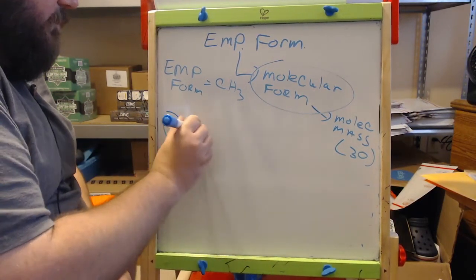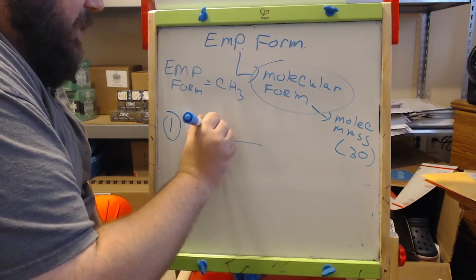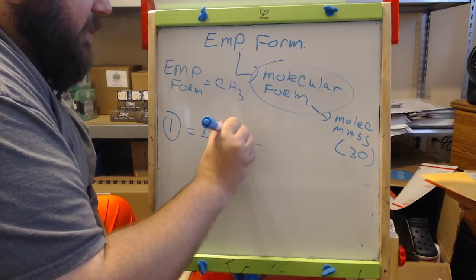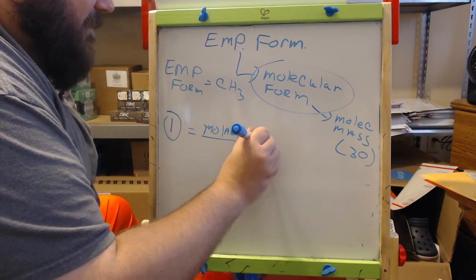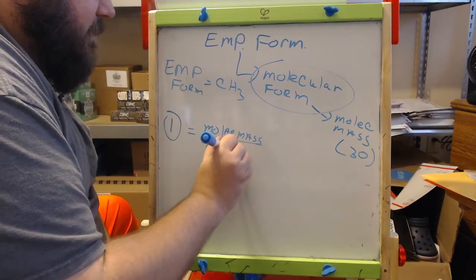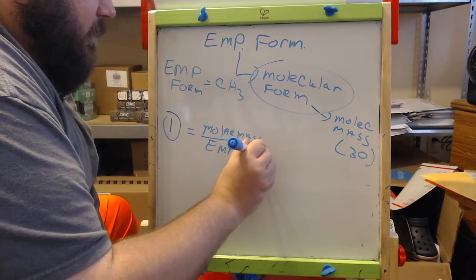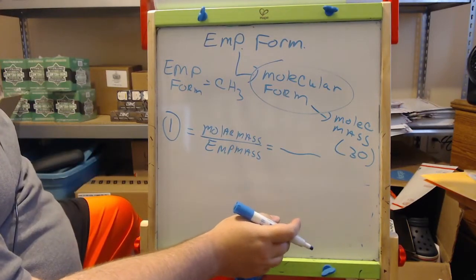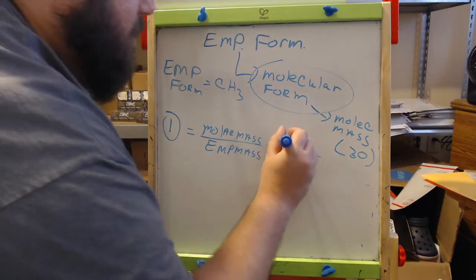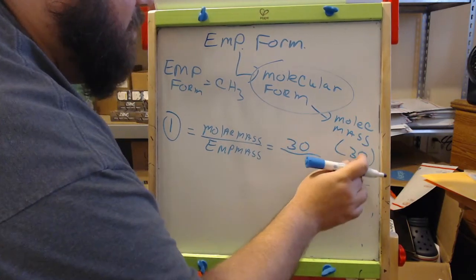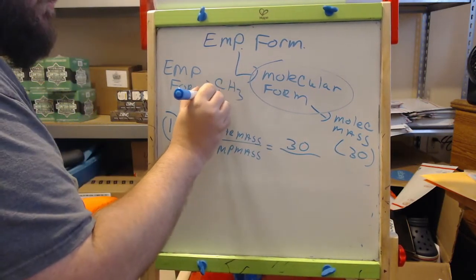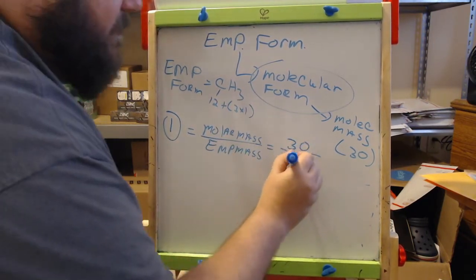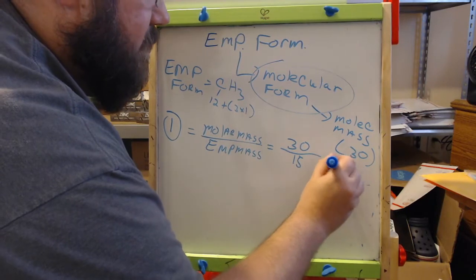Step 1, okay? Take your molecular mass, also known as your molar mass, and divide it by your empirical mass. All right, that's step 1. So I'm going to take 30, because that's my molecular mass, they told me. Divide it by my empirical mass, 12 plus 3 times 1. That's 15. I get a value of 2.